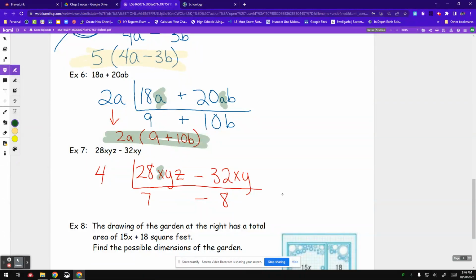Do they share an x? They do. So x comes out. Do they share a y? They do. So y comes out. Do they share a z? They do not. So z comes down. And my answer, this comes down to be outside the parentheses, and this drops down to be inside the parentheses. The answer to factor the expression is this one right here.